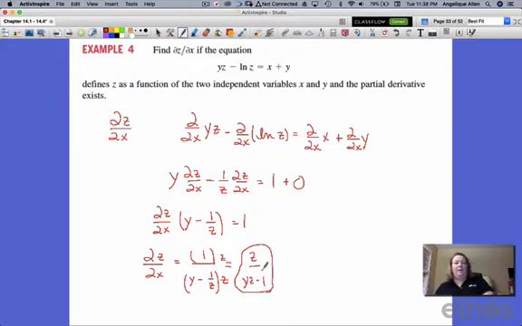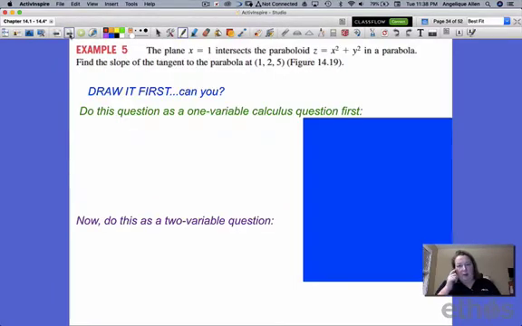All right, moving on. Okay, so got a kind of an interesting function for you. Let's see if you can picture it as it's described in the problem before you dive in. This is an exercise I want you to do constantly, even when they don't ask you to picture it, because you're going to need this skill. The plane x equals 1 intersects the paraboloid z equals x squared plus y squared in a parabola. Find the slope of the tangent to the parabola at (1, 2, 5).